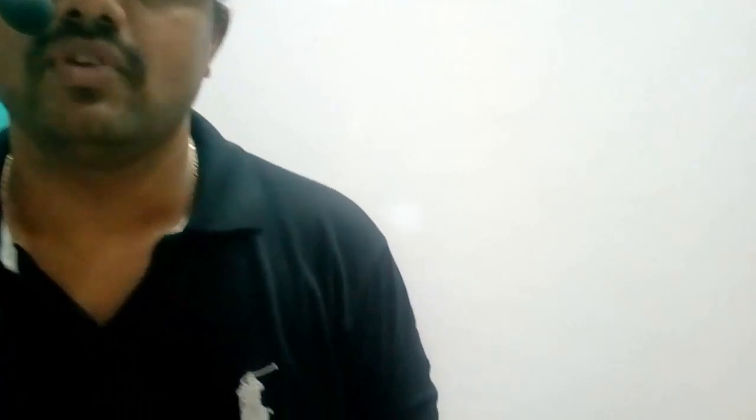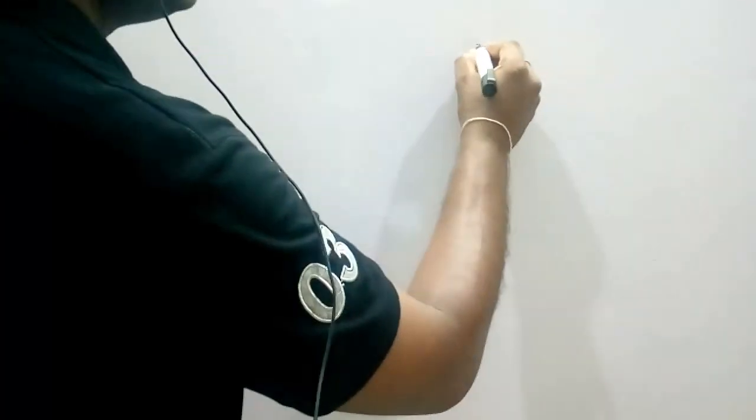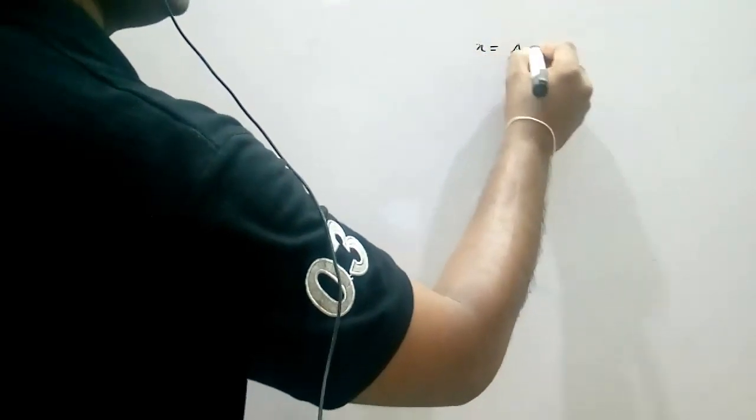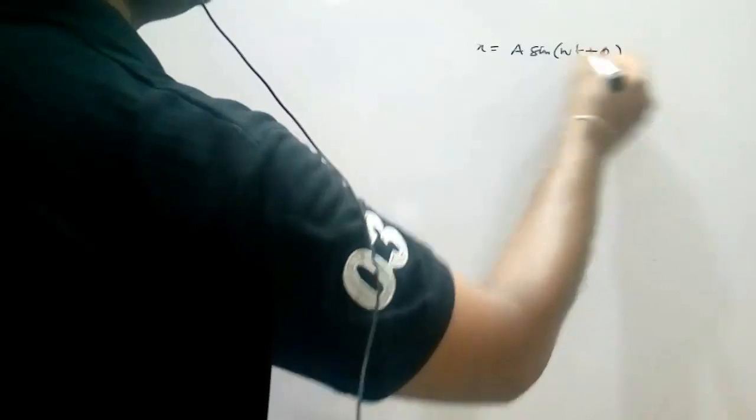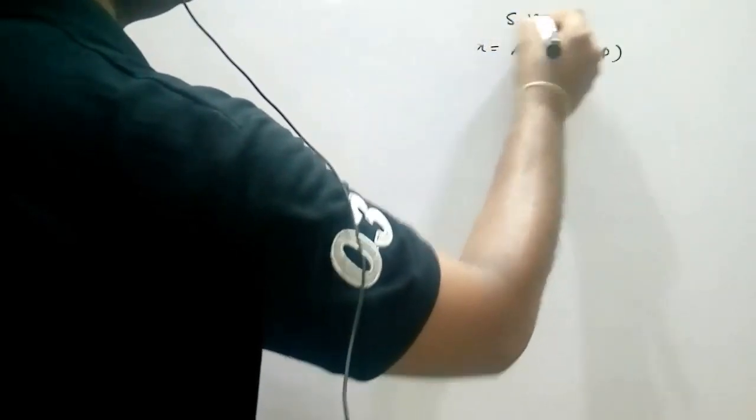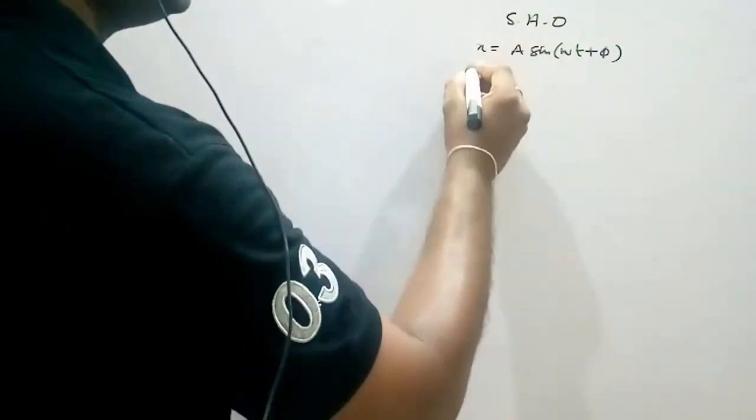In the previous class, we discussed the displacement, velocity, acceleration, and time period of simple harmonic oscillators. The displacement of the oscillator is x equal to a sine of omega t plus phi.